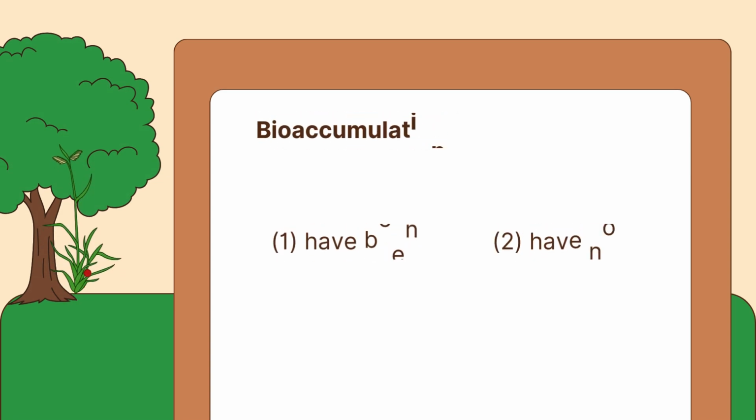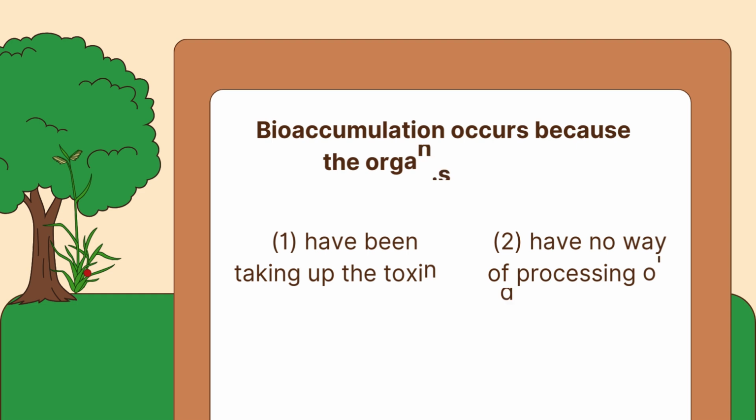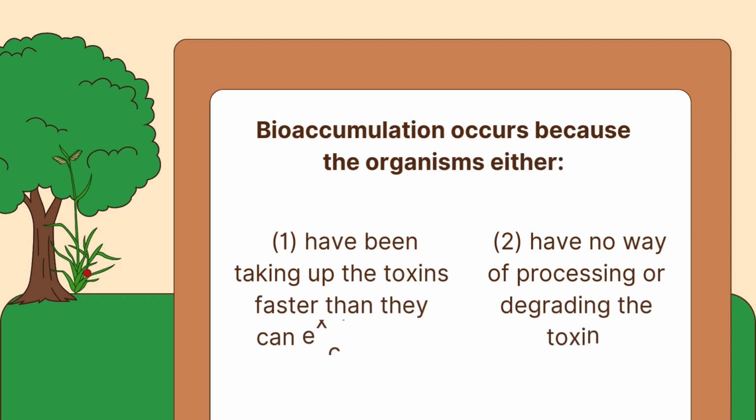Bioaccumulation occurs because the organisms either: 1. Have been taking up the toxins faster than they can excrete them, or 2. Have no way of processing or degrading the toxin.